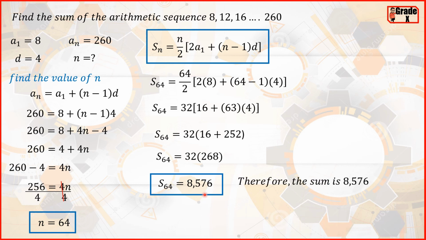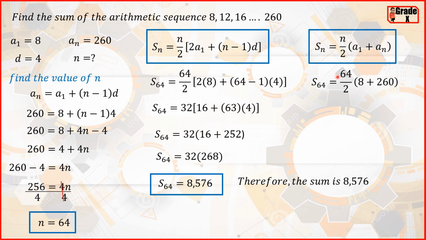And that is 8,576. And therefore, the sum is 8,576. Gamitin naman natin yung isa pang formula, yung S sub n equals n over 2 times a sub 1 plus a sub n. Since meron na tayong value ng n, which is 64, so that is 64 over 2, a sub 1 is 8, a sub n is 260. Add 8 and 260, that is 268, times 32 is equal to 8,576.